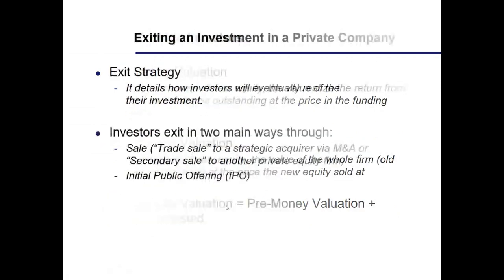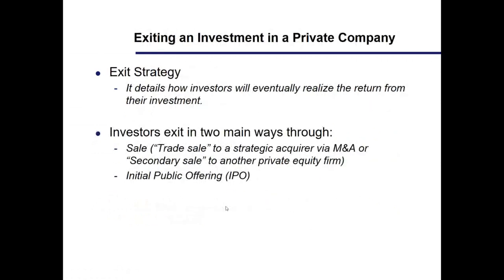fundraising. And then you obviously are talking about the exit strategy for those PE firms or the VC. It details how investors will eventually realize the return from that investment. Investors exit in two ways: through a trade sale, where you can sell to those GAFA companies, or you can simply go to the IPO. When you sell, you can sell to anyone, right? And with an IPO, you can even go public.